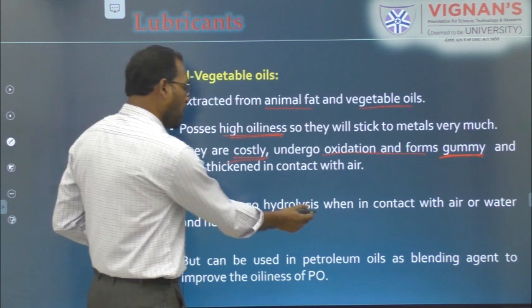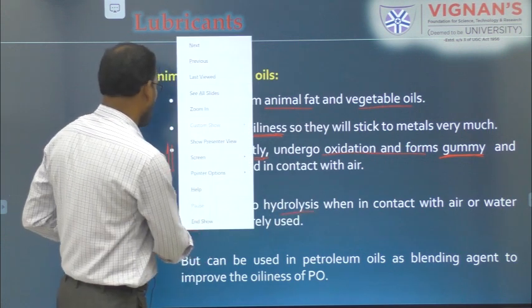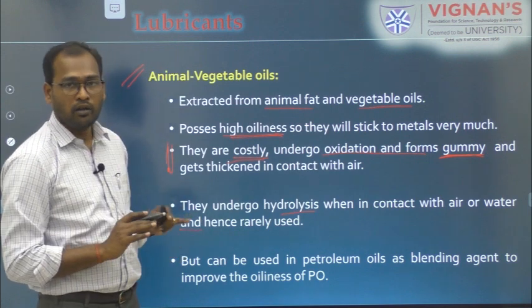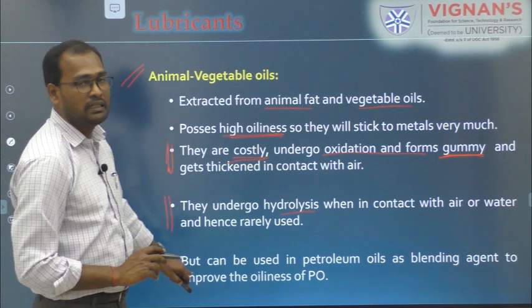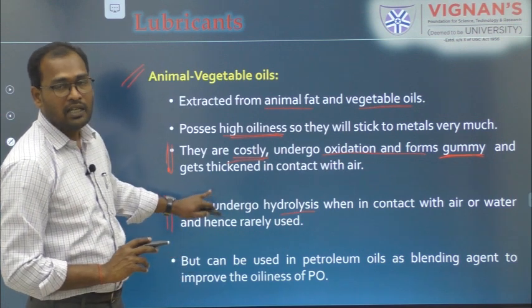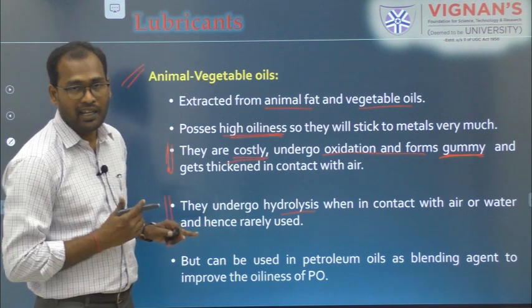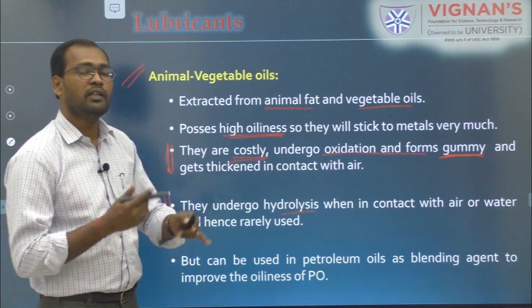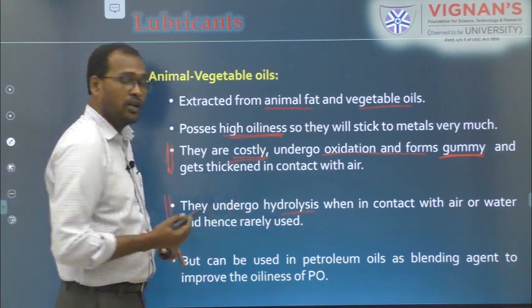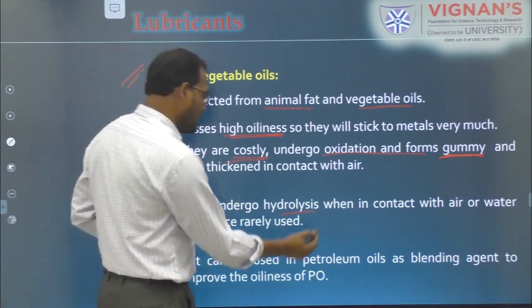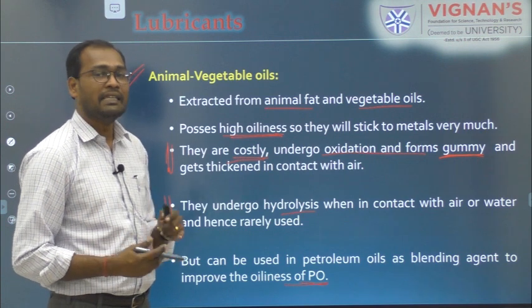And they undergo hydrolysis when in contact with air or water, right. So they undergo hydrolysis in the presence of air and water, also a disadvantage. Because of this disadvantage, these animal and vegetable oils are not very highly utilized, but they can be blended with other types of oils and can be used, right. So for example, here it can be blended with other materials from petroleum oil, or mineral oil, and then they can be used.